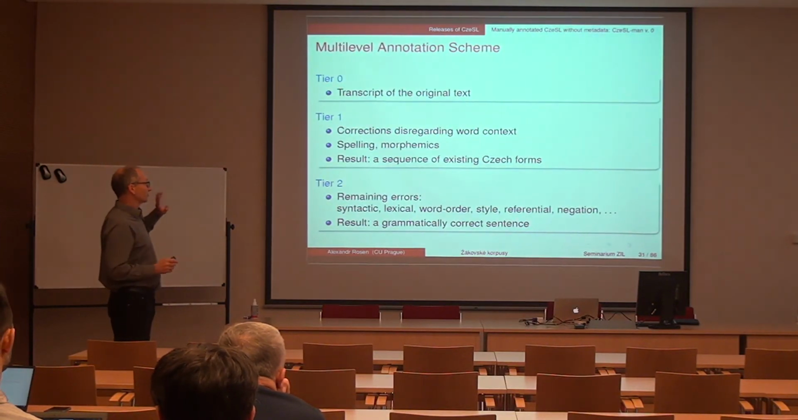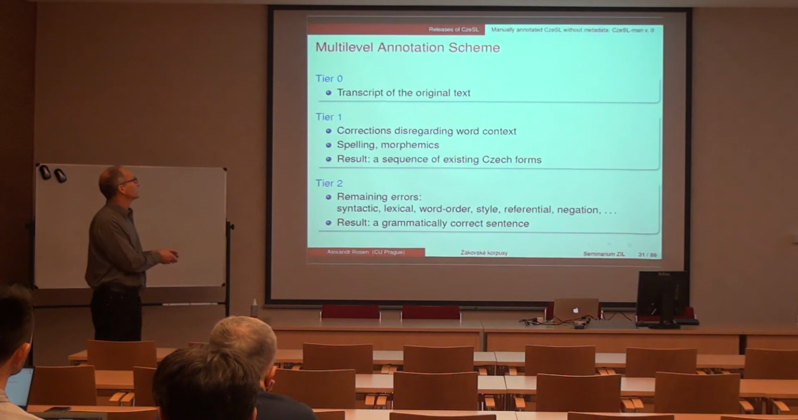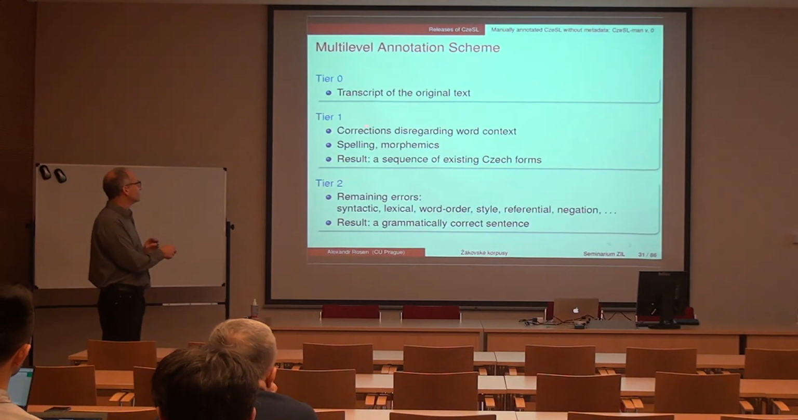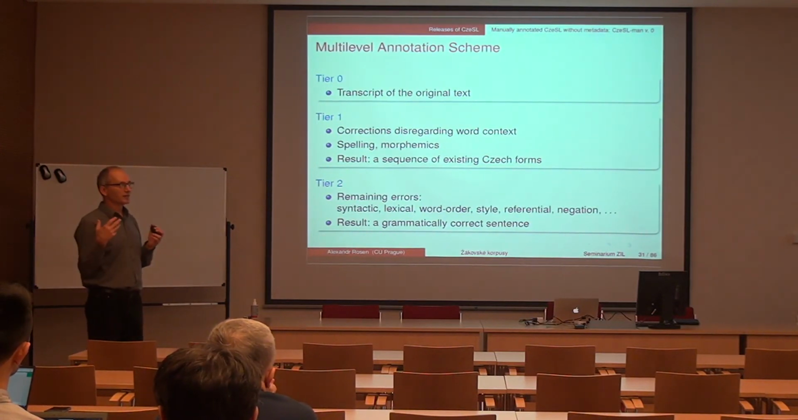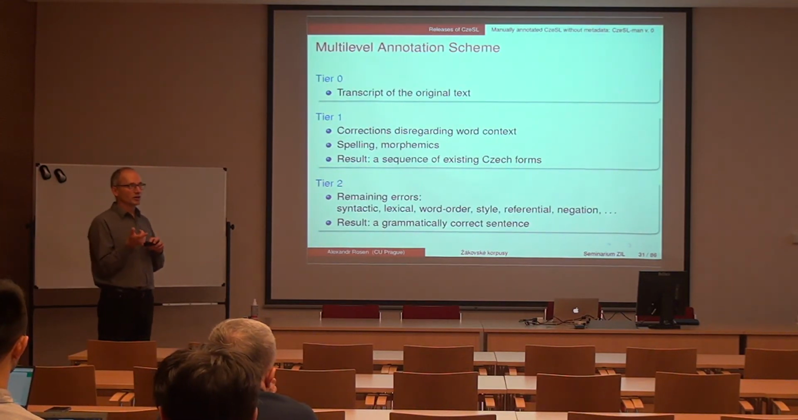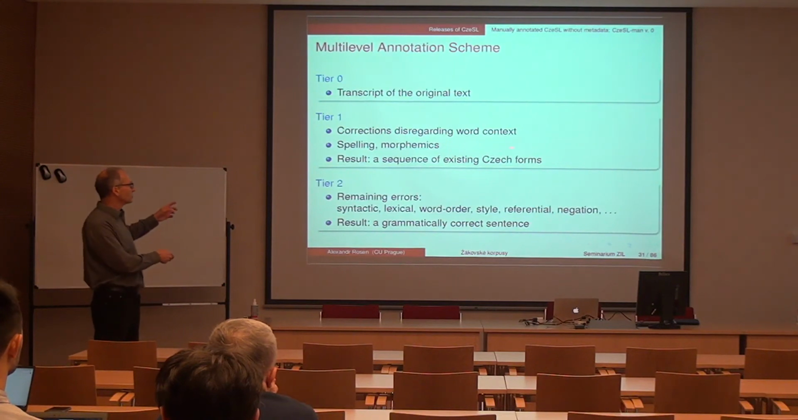This is multi-level. So we have basically three levels, but level 0, or tier 0, is just the original text. Tier 1 is meant for spelling errors and morphology errors which lead into a non-word, something that doesn't exist in Czech. And then in tier 2 we get all the rest, so word order changes, agreement. We can have an existing Czech form here, but it doesn't agree properly with something that it should agree with. So we only correct it in tier 2.